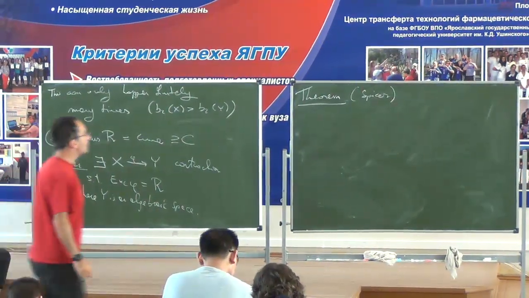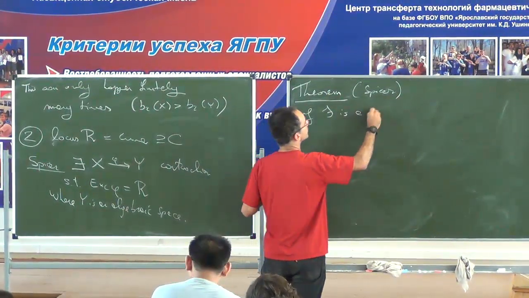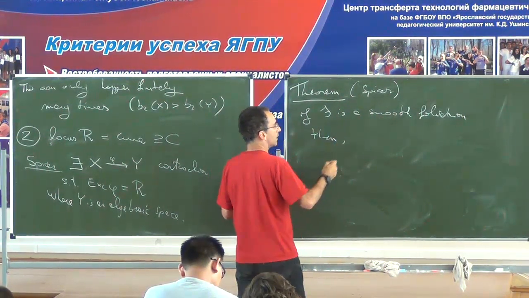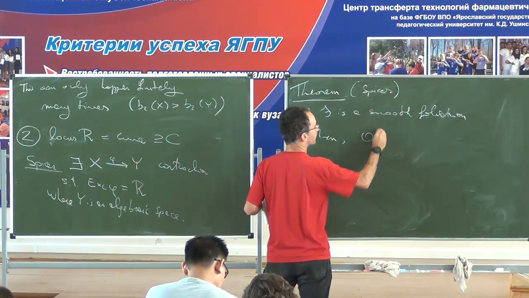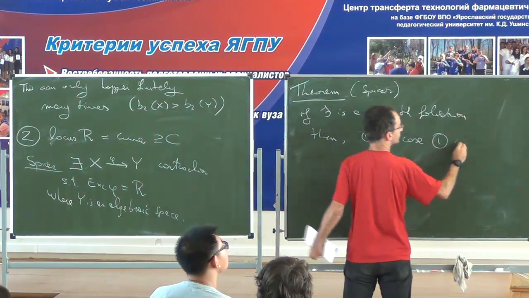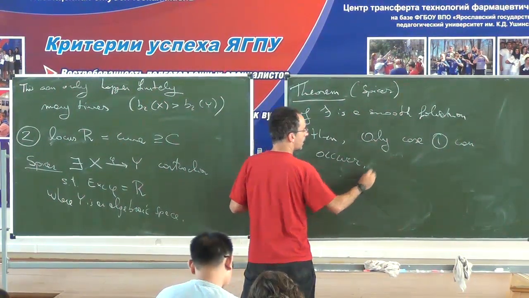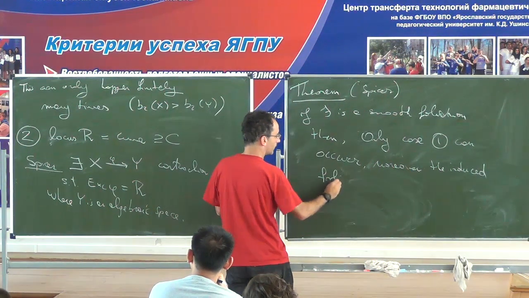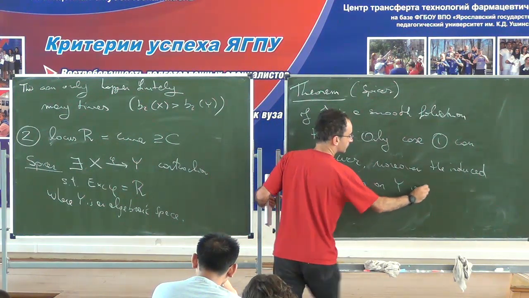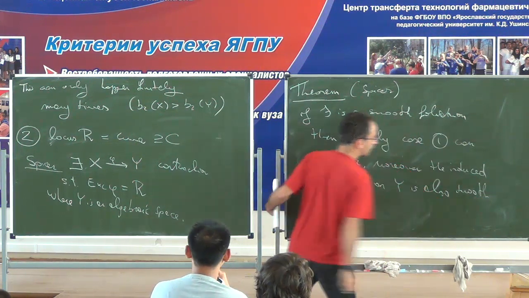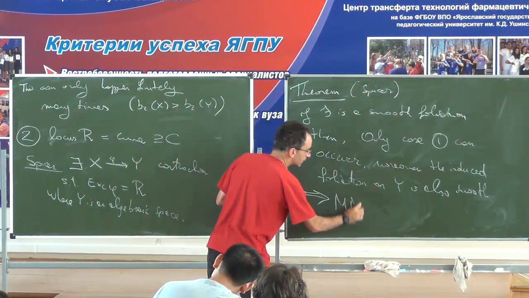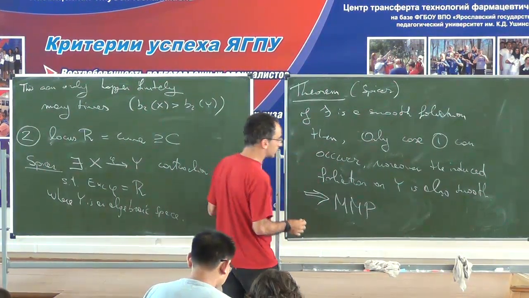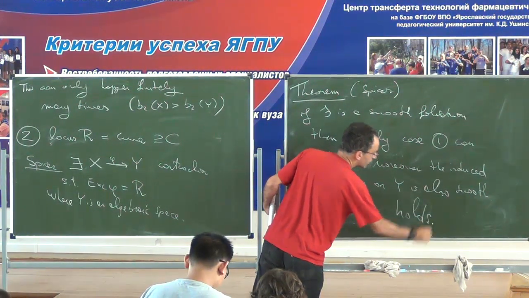Which is, if F is a smooth foliation, then first of all, only case 1 can occur. And moreover, the induced foliation on Y is also smooth. Okay, so this means that the minimal model program holds. Why? Because you have only finitely many divisorial contractions, and you always stay in the smooth category. So in this case, we can find a minimal model.